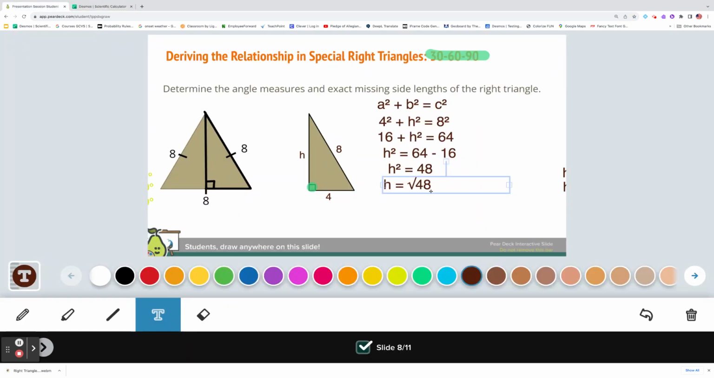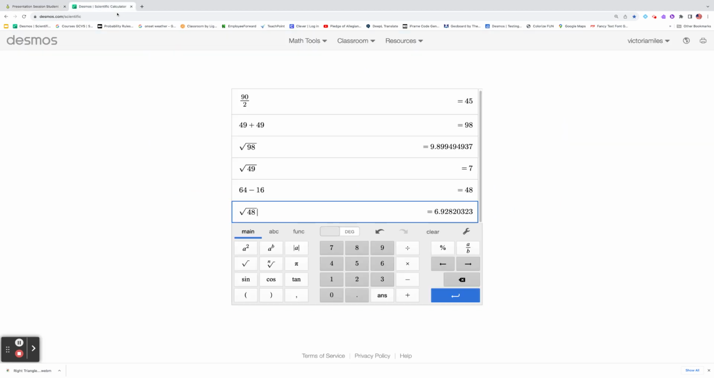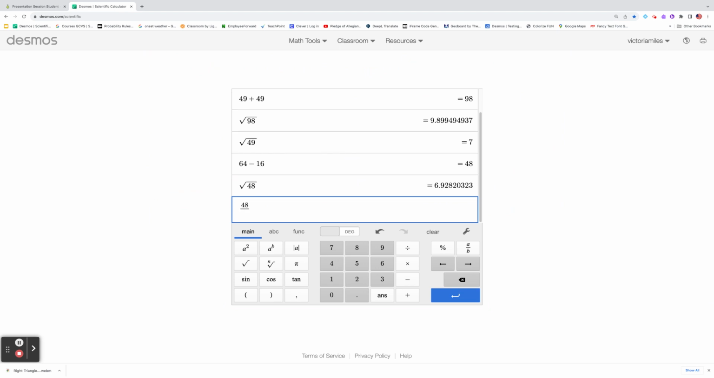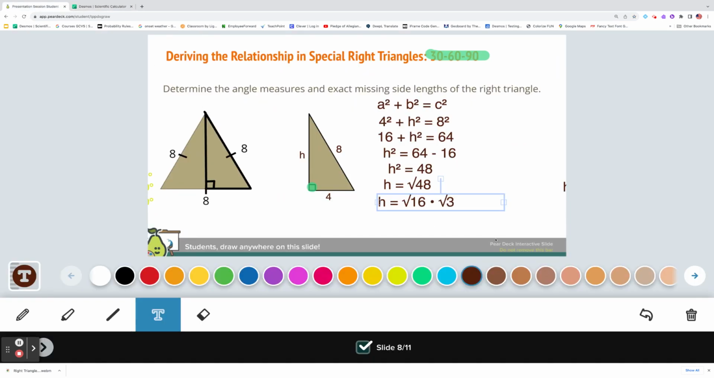The exact value for the square root of 48 can be found by rewriting 48 as the product of a perfect square times another number. Now we know 16 times 3 is 48. And if you didn't know that, you could start dividing 48 by some perfect squares, and you want to divide it by the biggest perfect square that is a factor of 48. And the square root of 16 is 4. And so this height is equal to 4 root 3.